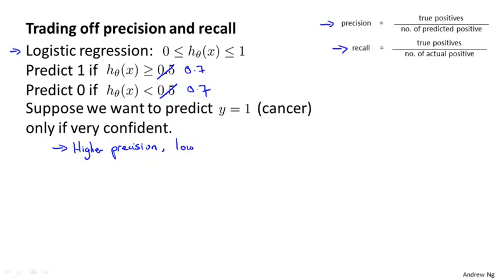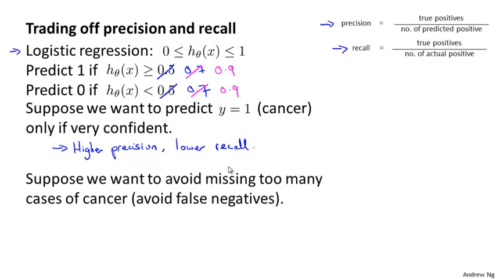But in contrast, this classifier will have lower recall, because we're going to predict y equals 1 on a smaller number of patients. And we could even take this further. Instead of setting the threshold at 0.7, we could set this at 0.9, and we'll predict y equals 1 only if we're more than 90% certain that the patient has cancer. And so a large fraction of those patients will turn out to have cancer. So this will be a high precision classifier, but we'll have lower recall because we won't correctly detect that those patients have cancer.